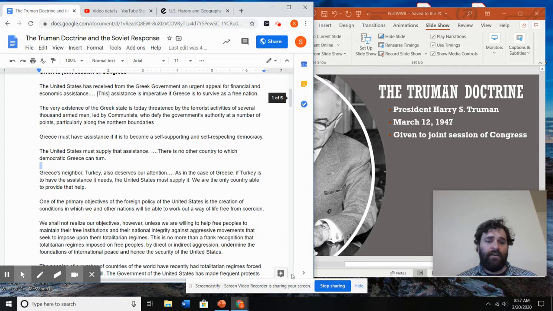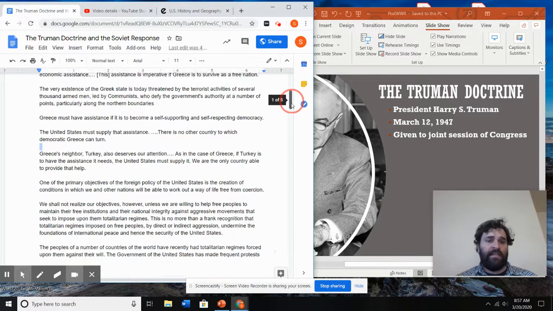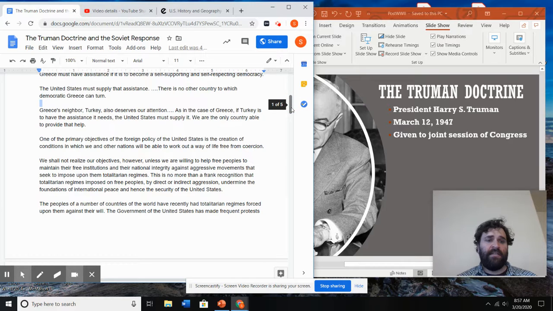Greece's neighbor, Turkey, also deserves our attention. As in the case of Greece, if Turkey is to have the assistance it needs, the United States must supply it. We are the only country able to provide that help. One of the primary objectives of the foreign policy of the United States is the creation of conditions in which we and other nations will be able to work out a way of life free from coercion. We shall not realize our objectives, however, unless we are willing to help free peoples to maintain their free institutions and their national integrity against aggressive movements that seek to impose upon them totalitarian regimes.